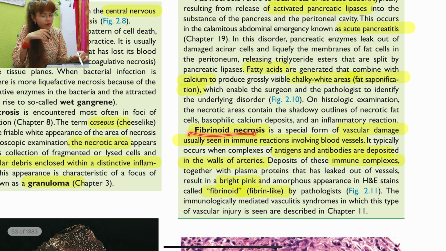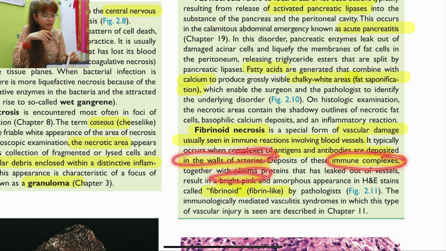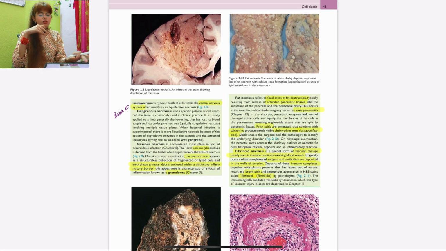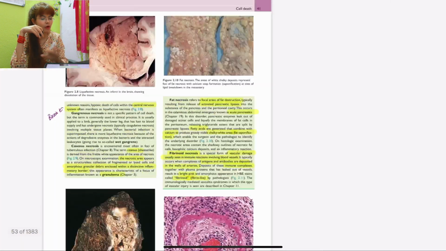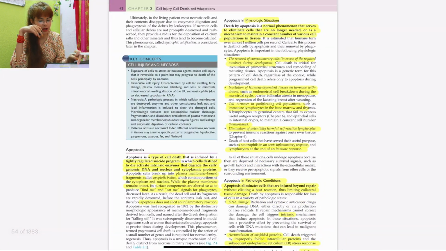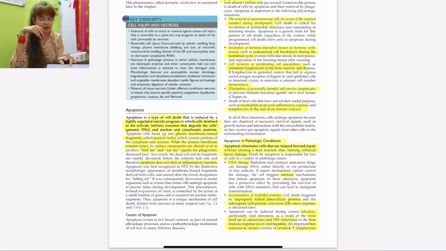Fibrinoid necrosis is found in the vascular damage usually seen in immune complex reactions involving the blood vessels, in which the immune complexes are getting deposited in the walls of the arteries as a bright pink fibrinoid-like material. So these are very easy, there's nothing much hard to understand, but you just have to remember all of this because any kind of question can be asked from here. These topics are very, very important.